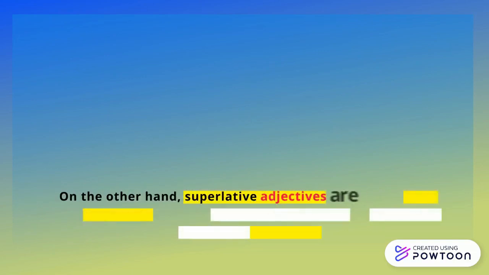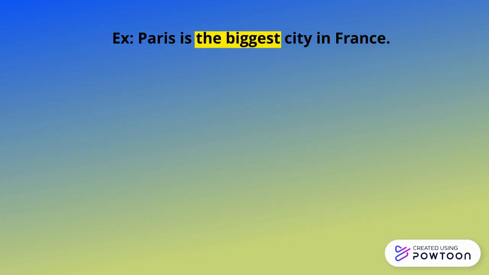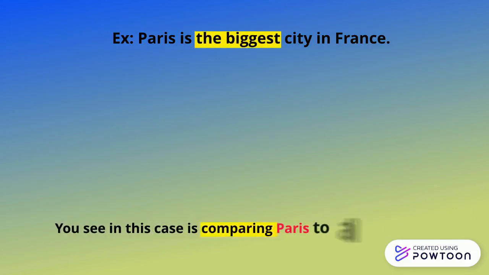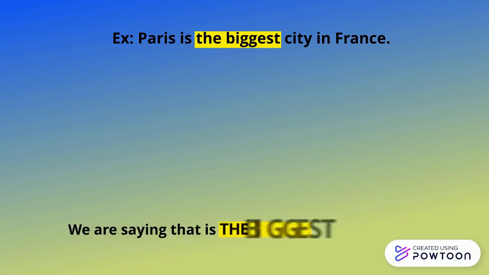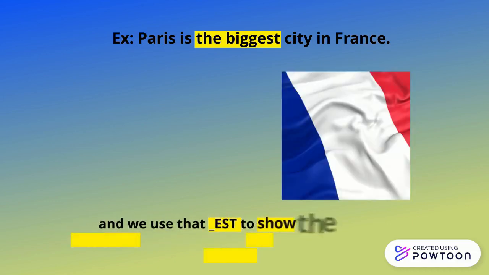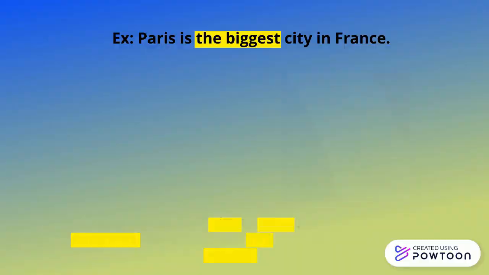On the other hand, superlative adjectives are used to show the difference between more than two things or more than two people in a group. For example, Paris is the biggest city in France. You see, in this case, we are comparing Paris to all the cities in France. We are saying the biggest, and we use that "est" to show the difference. We always use "the" in front of it: the biggest.